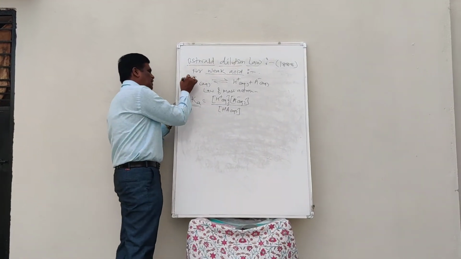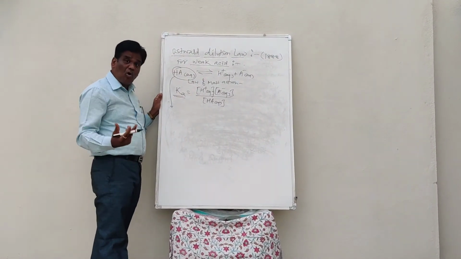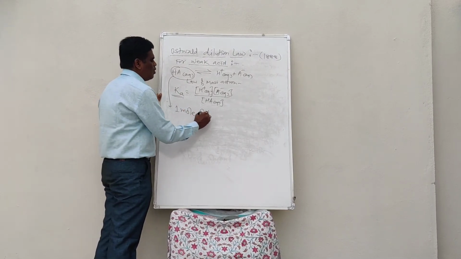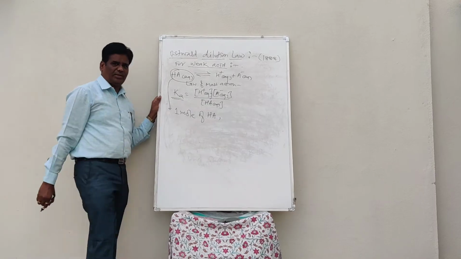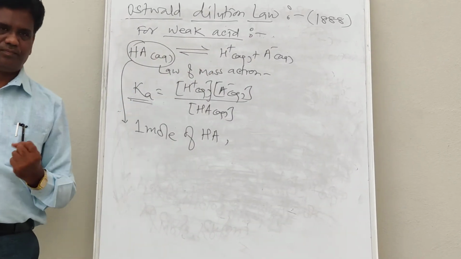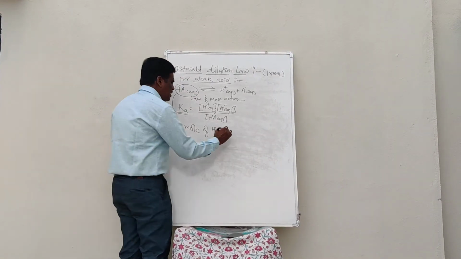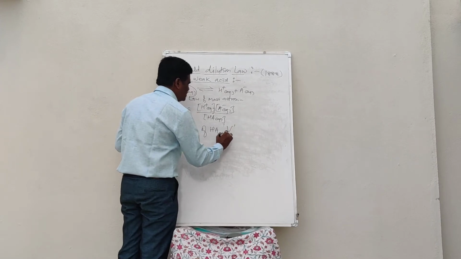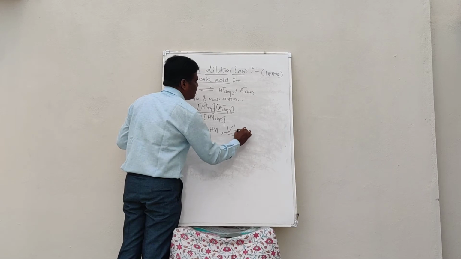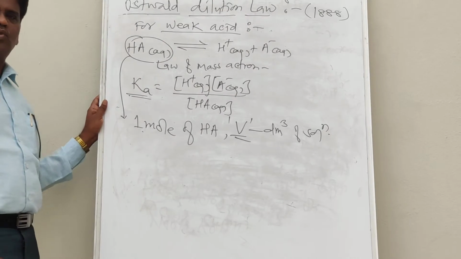Now an important point you have to remember. Here you have to consider HA is the weak acid. But how much quantity do you have to consider? Always you have to consider 1 mole of HA weak acid. Now present in how much volume? Because HA is in aqueous medium, how much aqueous quantity is to be taken? For that you always have to consider 1 mole of that weak acid present in V dm cube of solution.